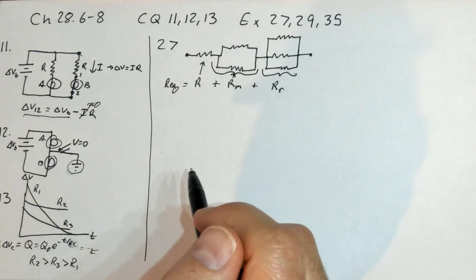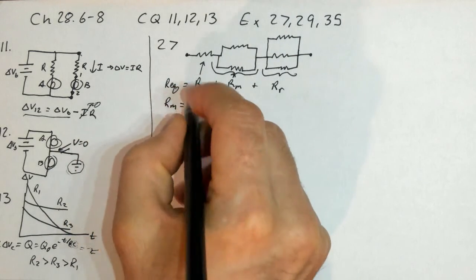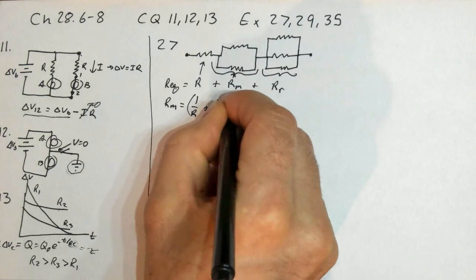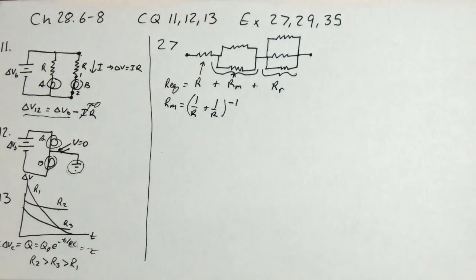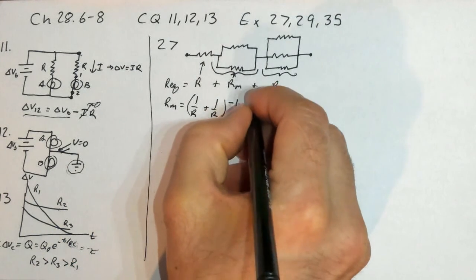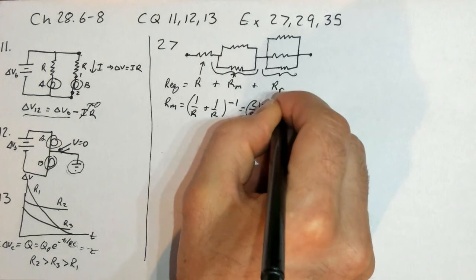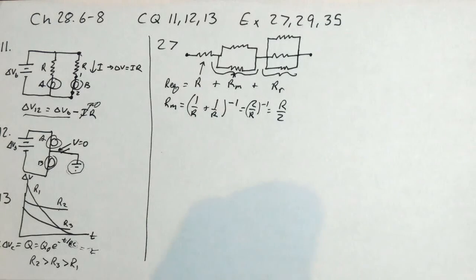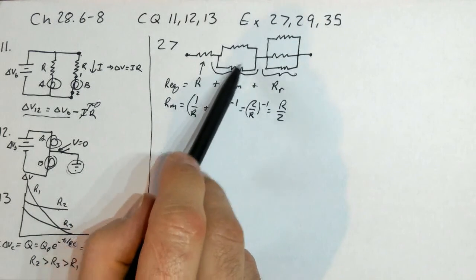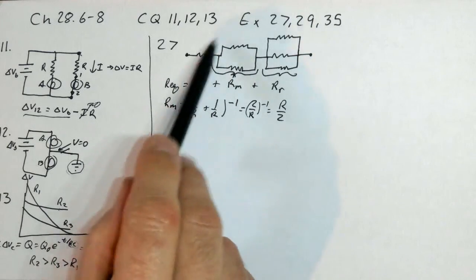So how do we find parallel resistance? Let's say R middle is equal to 1 over R plus 1 over R, and then all of that inverted. Since they're identical resistors, it's just 1 over R plus 1 over R, which gives us 2 over R inverted, so equals R halves. And that should make sense. It should be less than R, because if each of these are R, then in parallel it should be a smaller resistance. There's more path for the electrons to travel.